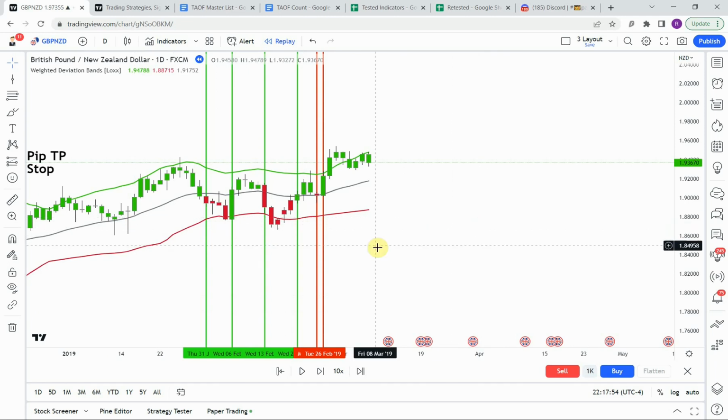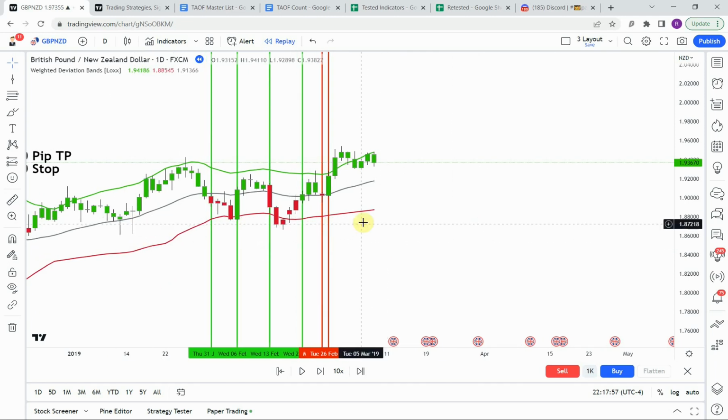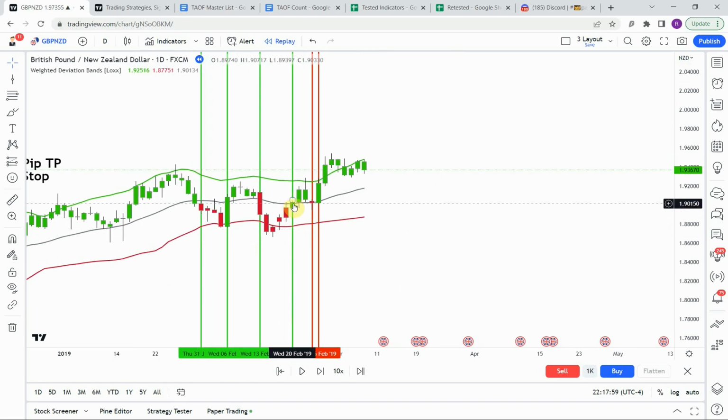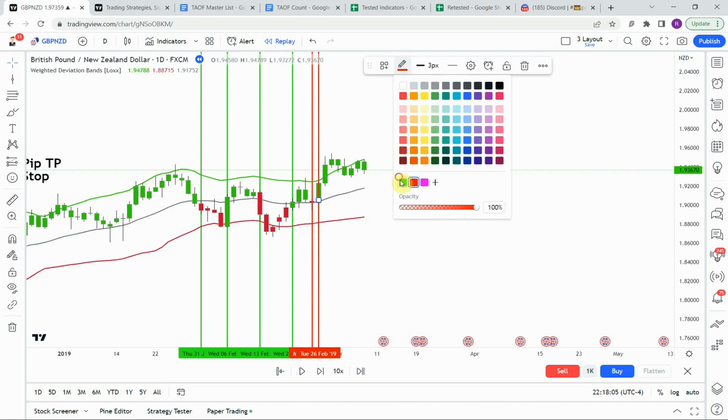All right, a little bit of a rapid fire signals there. So we pick up a long right here on this one. A push to the upside gets us to our take profit. We then pick up a short right here. Go ahead and mark that one green there.